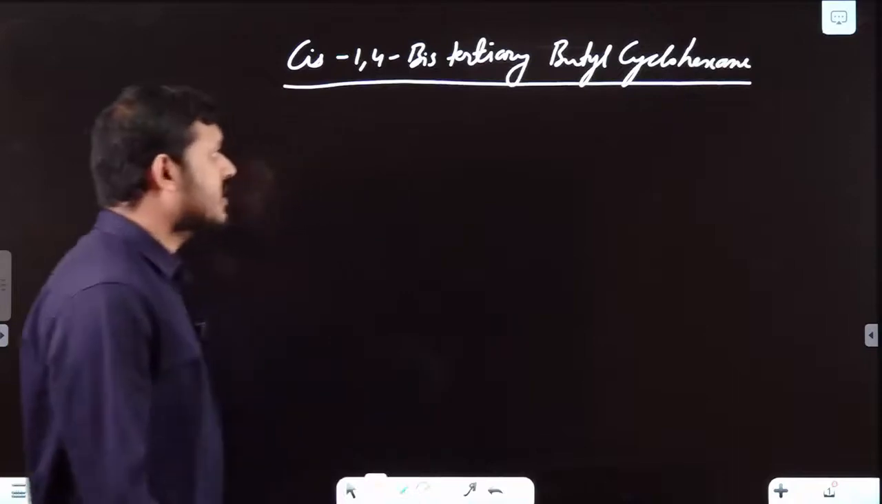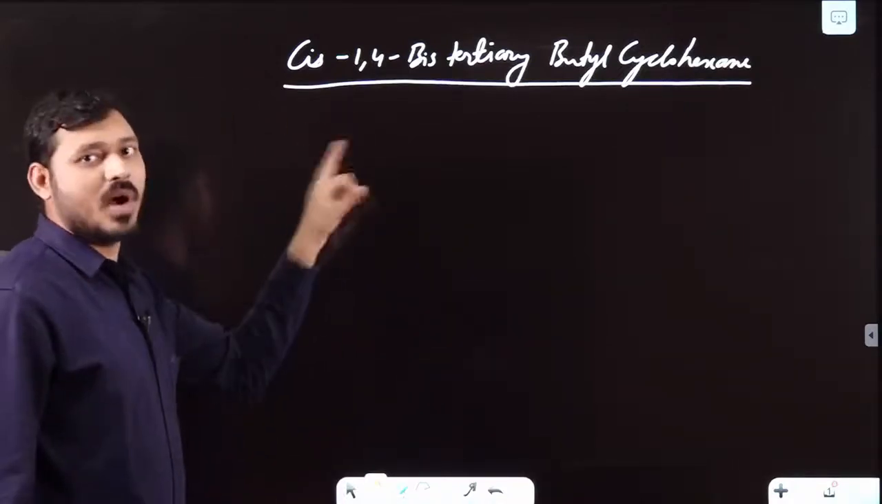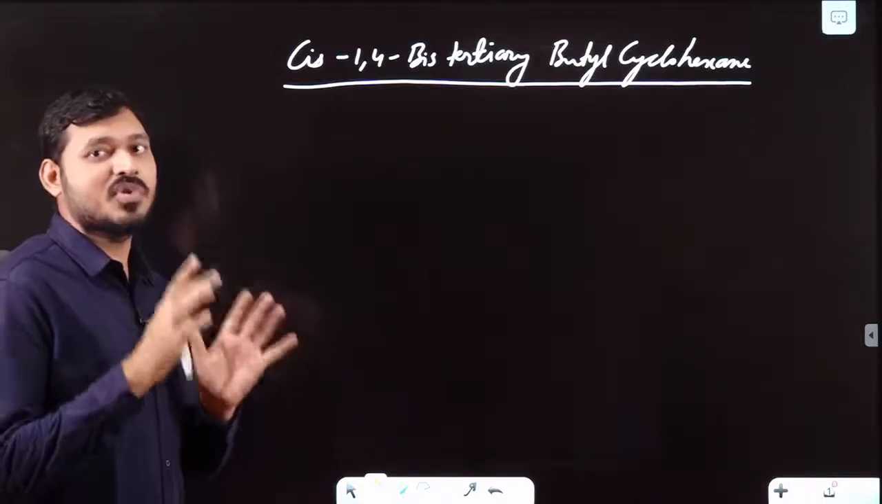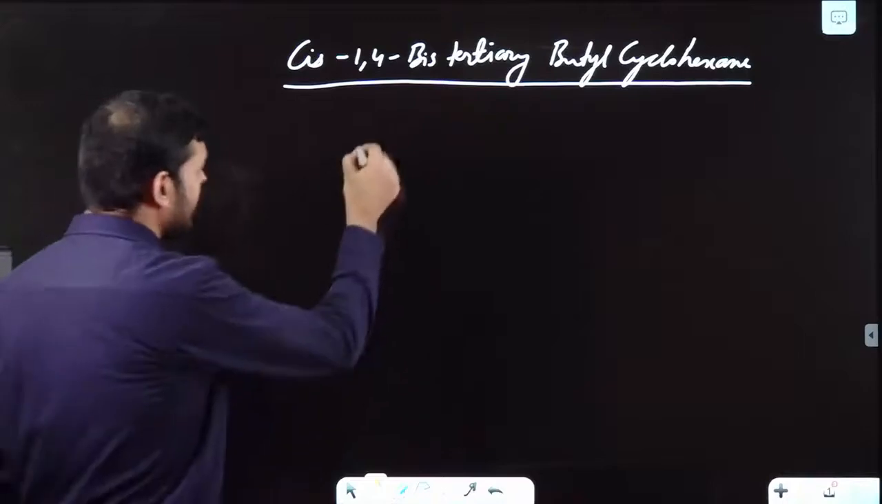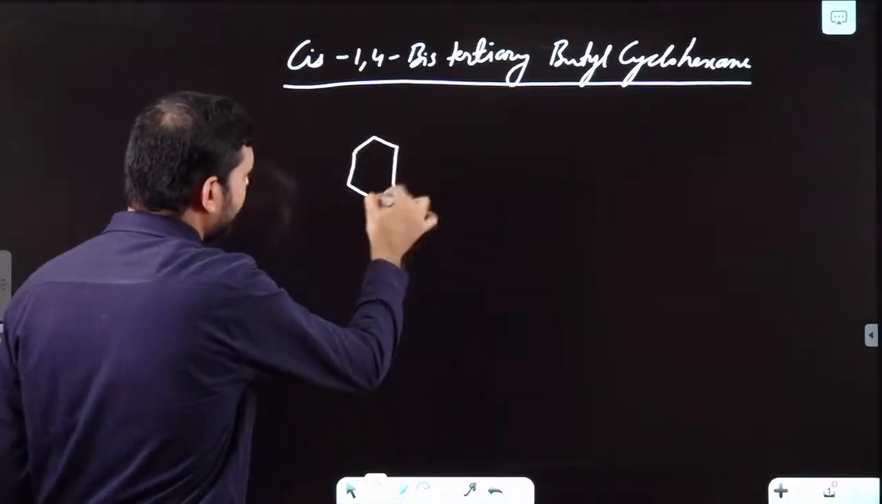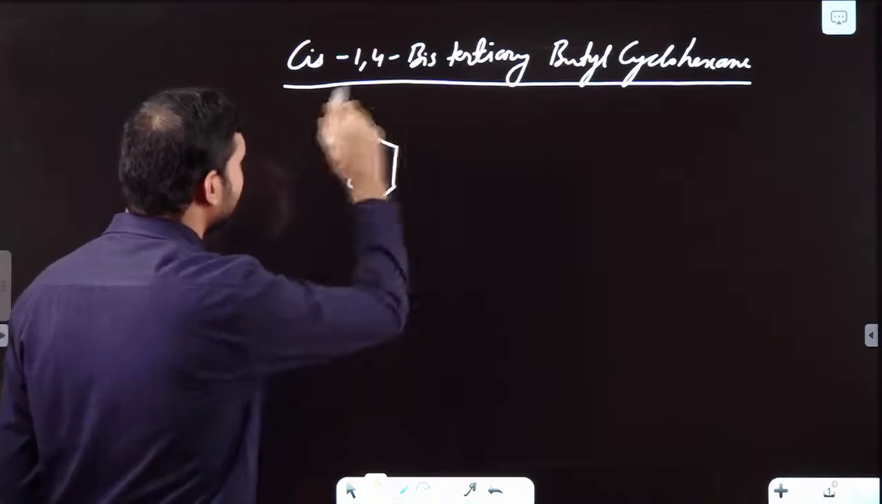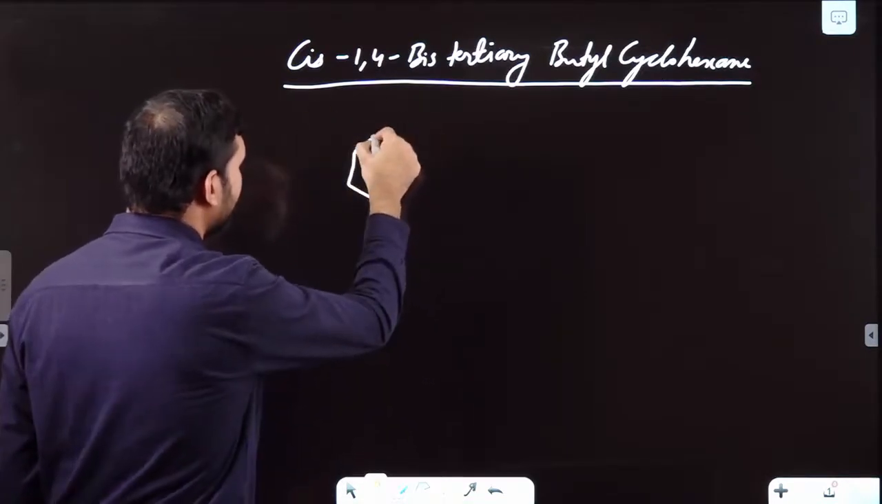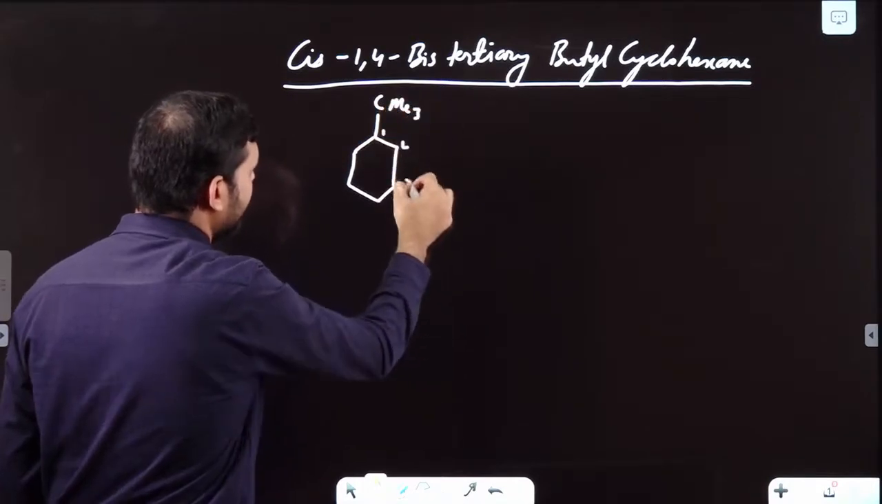Cis 1,4-bis tertiary butyl cyclohexane. So dear students, for this compound you have to draw its most stable conformer or its most stable structure. Okay. Now let me first of all draw cyclohexane. 1,4-bis: bis means 2 times and cis means same side. Tertiary butyl simply means CMe3, and 1,4. So 1, 2, 3, 4.